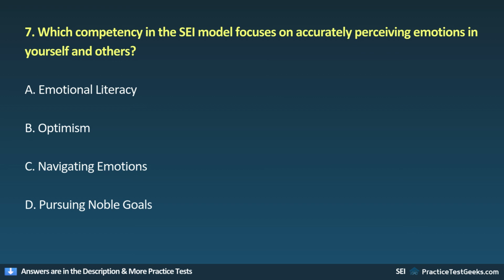7. Which competency in the SEI model focuses on accurately perceiving emotions in yourself and others? A. Emotional literacy. B. Optimism. C. Navigating emotions. D. Pursuing noble goals.